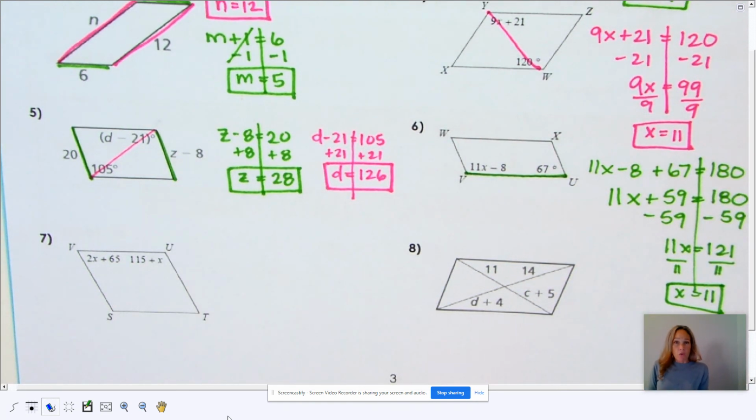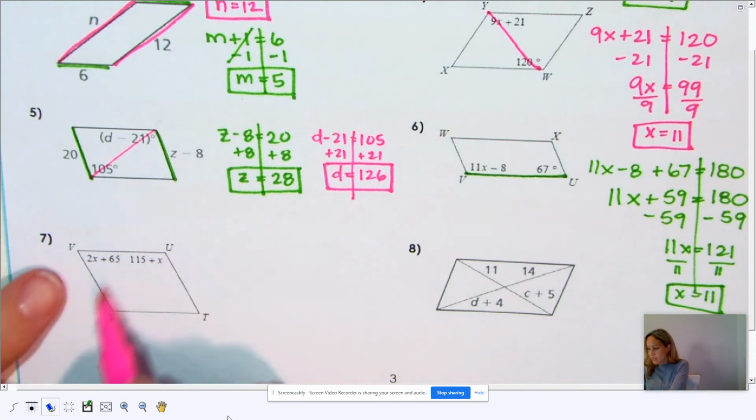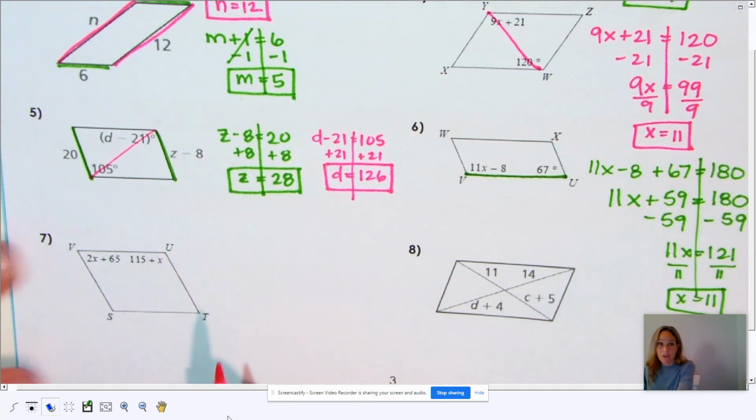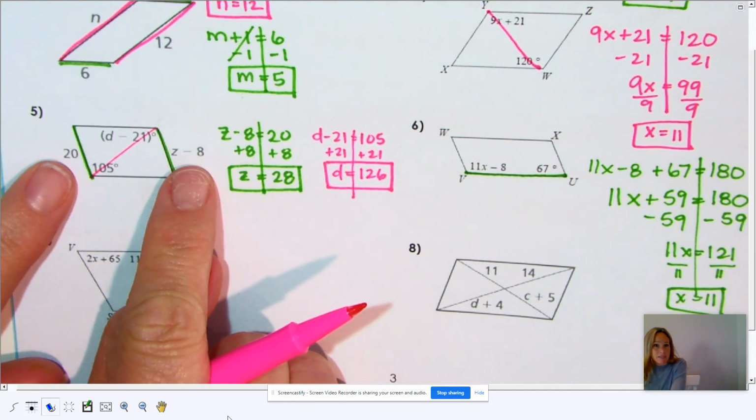Okay, question number 7, 2 more, then we'll be done with the practice and we'll move on to the homework problems. So for question number 7, again, you're going to look and say, okay, these are inside the parallelogram. So that kind of tells us that they're going to be angles. Even though there's no degrees or anything, they're written on the inside. Okay, whereas remember our sides were written on the outside.